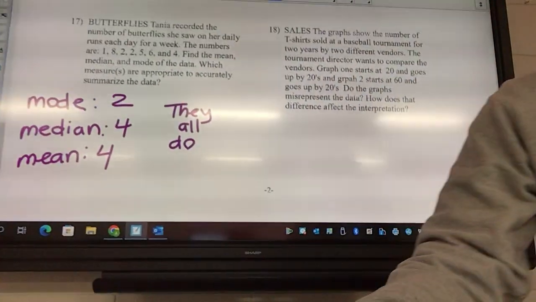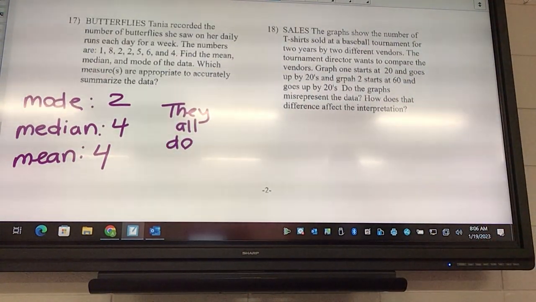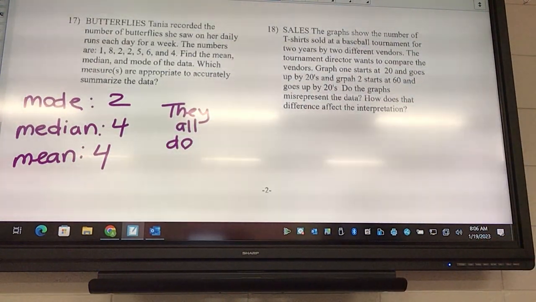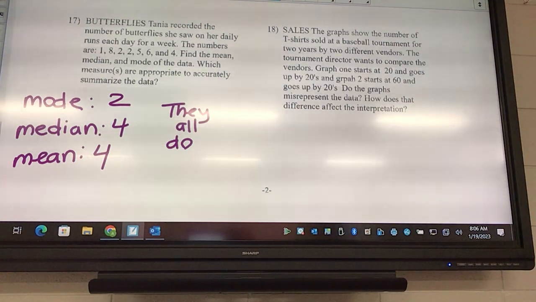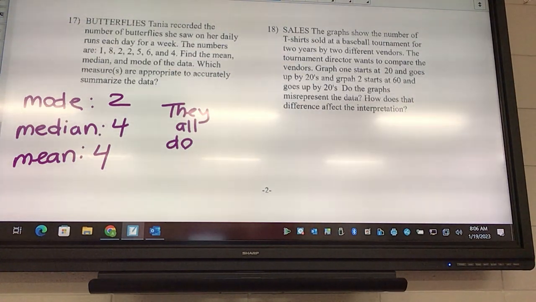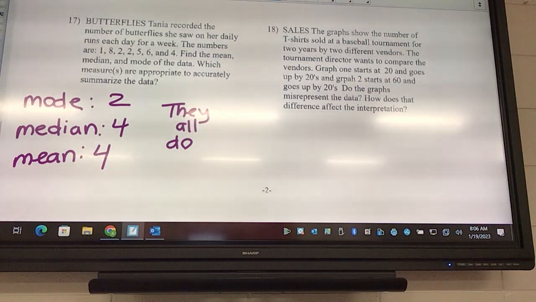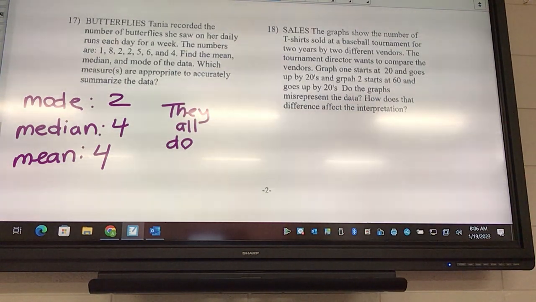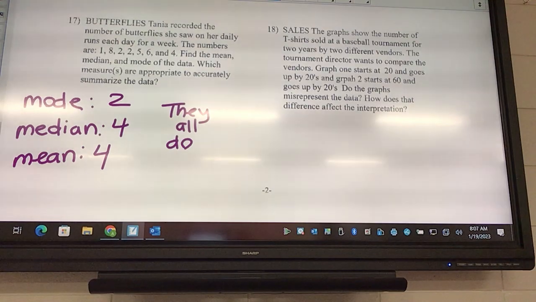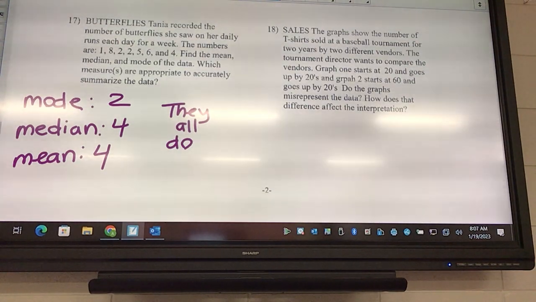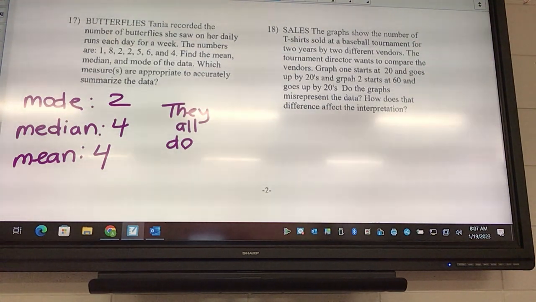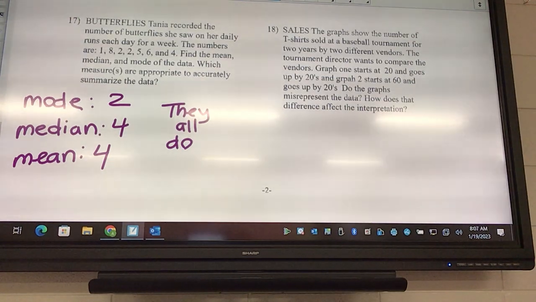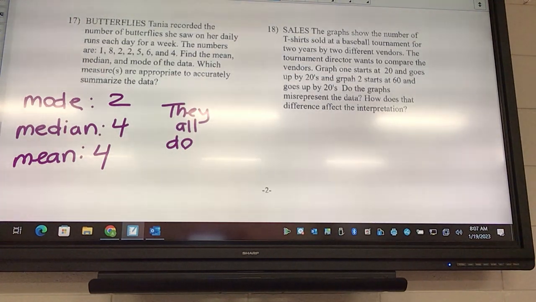Okay, 18, we also covered this yesterday. The graphs show the number of t-shirts sold at a baseball tournament for 2 years for 2 different vendors. So we got 2 different vendors. We'll say me and Chase's t-shirt sales. So we're going to compare me and Chase's t-shirt sales. So we can say graph 1, that's Chase's shop. Chase's shop starts out at 20 and goes up by 20s. My shop starts out at 60 and goes up by 20s.